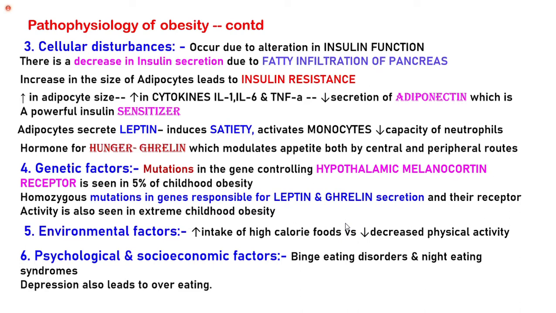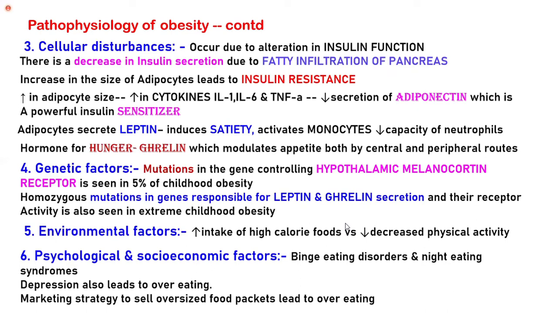And depression also leads to overeating. So some people overcome their depression by keeping on eating also. And marketing strategies which sell oversized food packets lead to overeating. This is another thing.